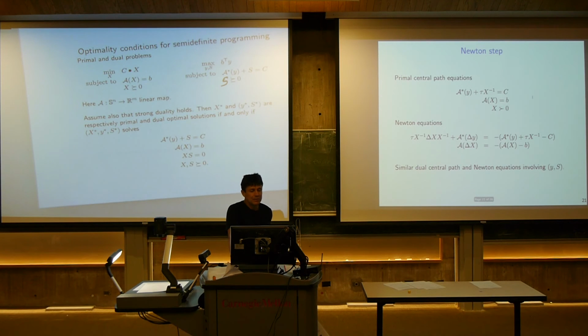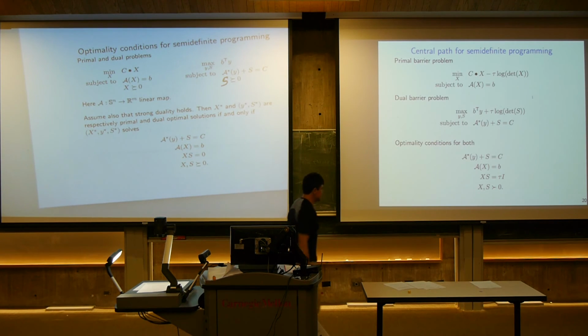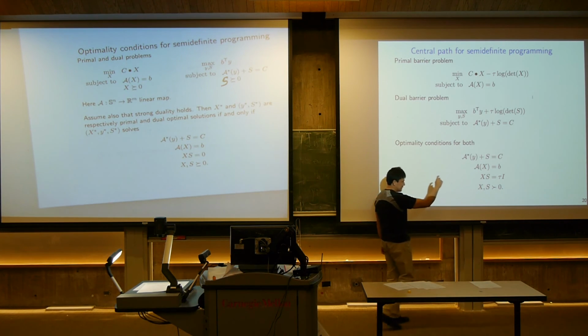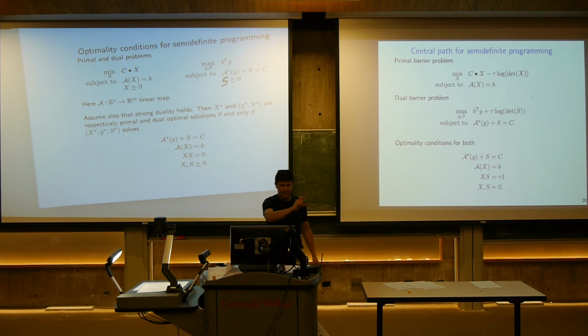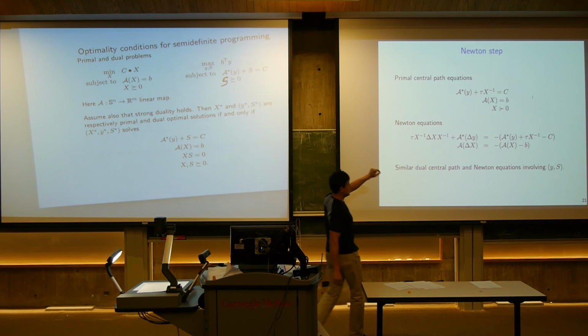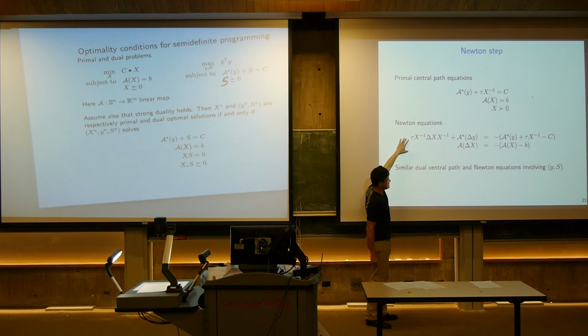Now, we can also play the same game of eliminating one of the variables in terms of the others. If you think about this, we can write x in terms of s, or the other way around. And then we have essentially the primal central path equations. The primal central path equations would be that system of equations there. If we apply Newton's method to that system of equations, we get these equations.